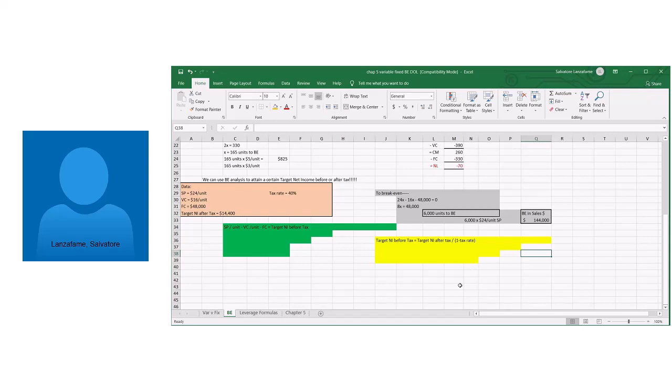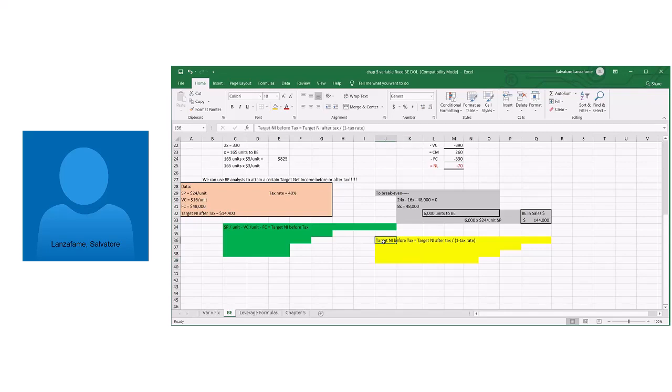Before you can do the target net income before tax, we need to figure out what our target net income would be. Let me rephrase that. In order to get our net income after tax, I would need to know what my target net income before tax is. It's a little challenging, but I have the formula right here.